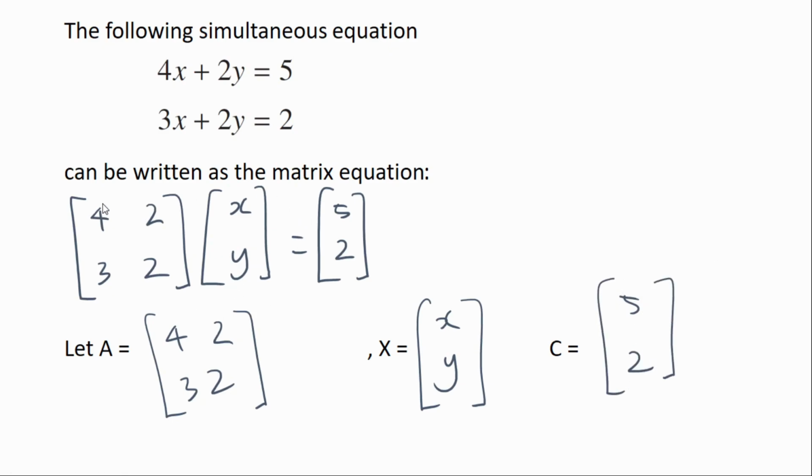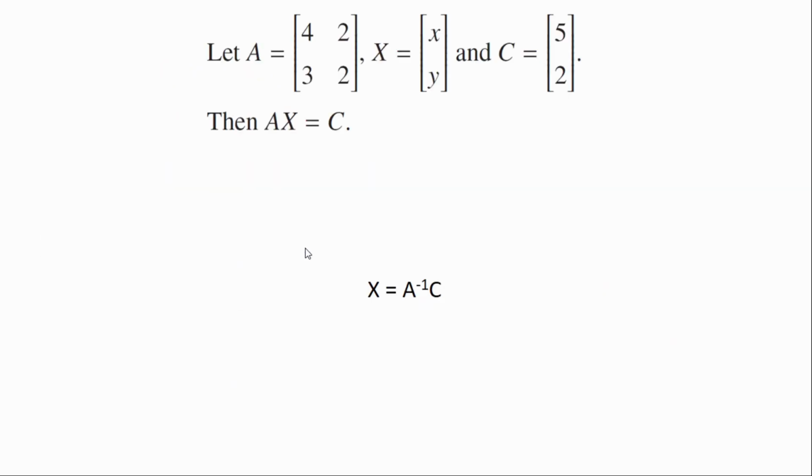Alright, so if I rewrite this equation with the letters, it's going to look like AX equals C. Alright, and if this was algebra, all I would have to do to solve for X is divide both sides by A, like that. That will give me X equals C over A. However, in matrices, it's not possible to divide by a matrix, so we've got something else.